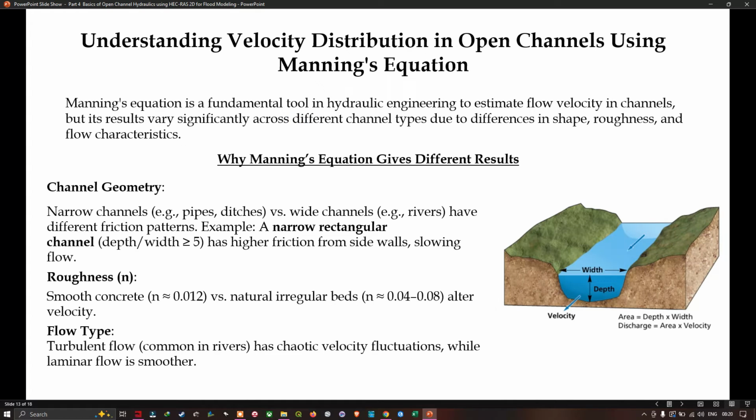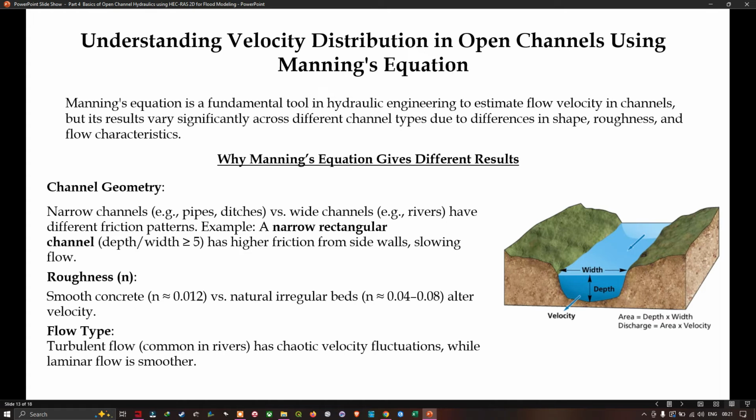First is the channel geometry. Narrow channels versus wide channels have different friction patterns. An example is a narrow rectangular channel, where depth divided by width is greater than or equal to 5, which has higher friction from the side walls, slowing the flow.